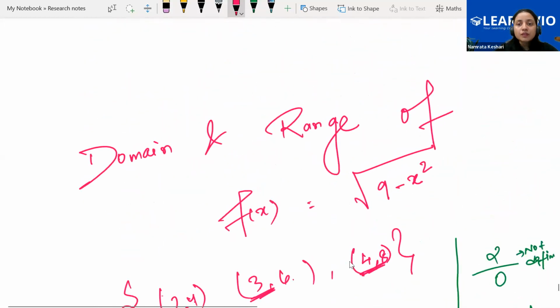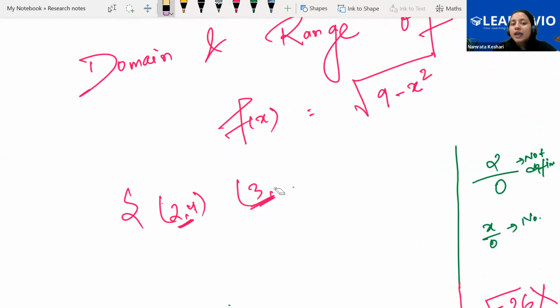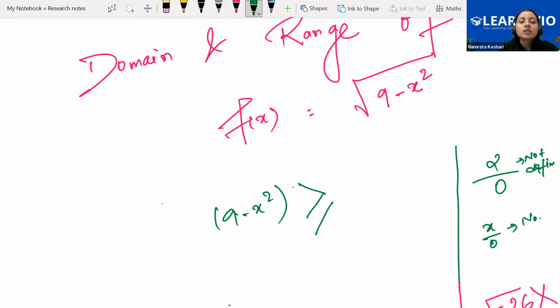Here we have the square root of 9 minus x square, and we are searching what can be the possible x value. Is it possible to take any real number as an x value? Can we take x as any real number? No, because the square root is there, so we have to be careful. Inside the square root, negative numbers should not come. Whatever is inside the square root should not be a negative number. That has to be greater than or equal to 0.